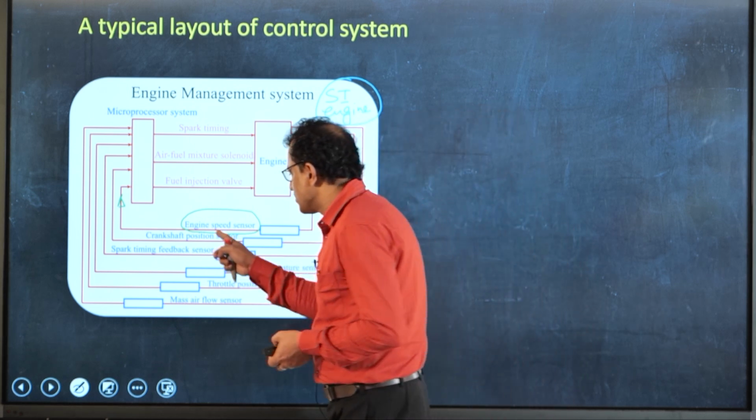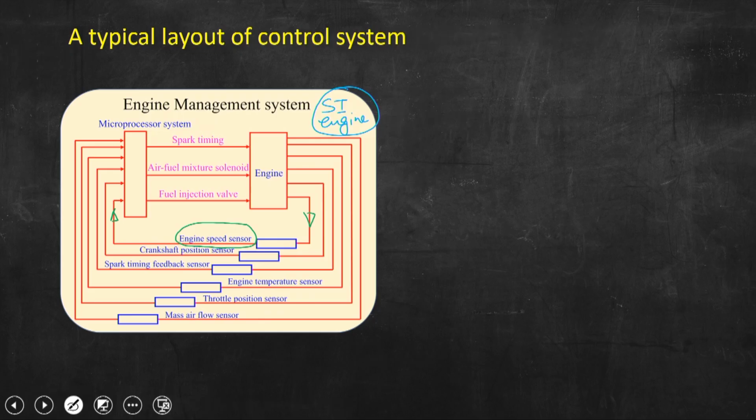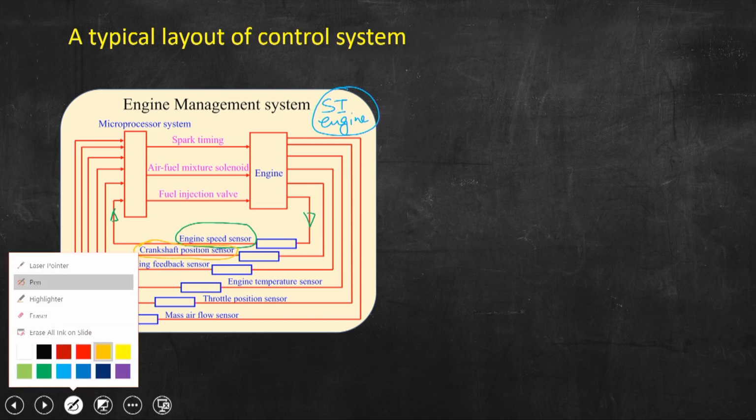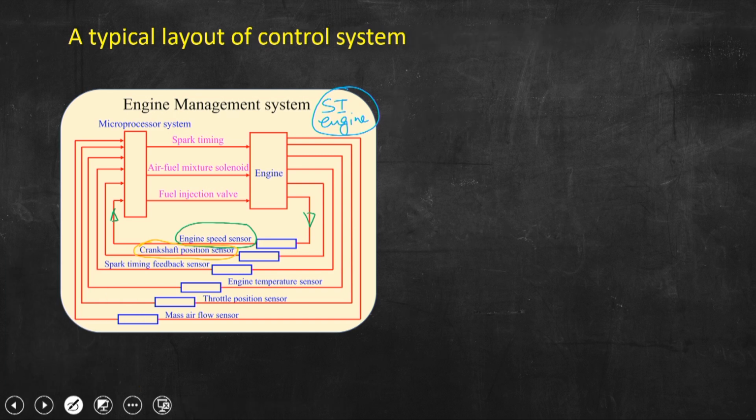Now, there is another important sensor, that is crankshaft position sensor. So, if we now mark here, this is crankshaft position sensor. We have another one, that is spark timing feedback sensor.